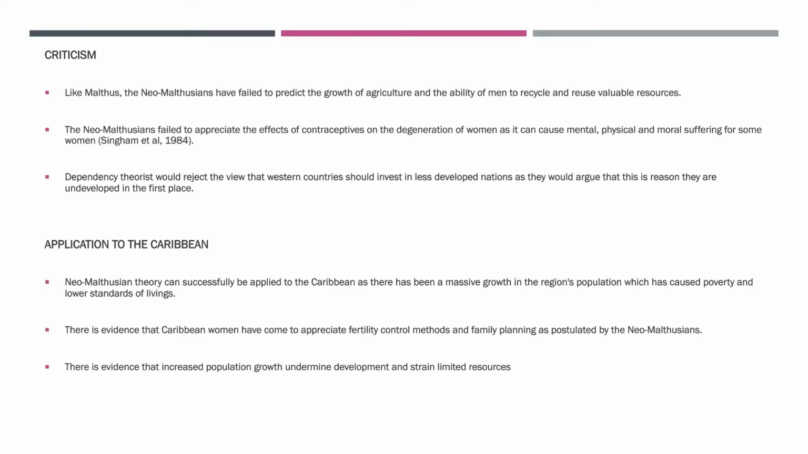So in the 1930s and the 1940s, we have seen where Barbados experienced overpopulation, and they were able to reduce the population growth rate by implementing birth control policies and methods, right? So the women were appreciative of the fertility control.